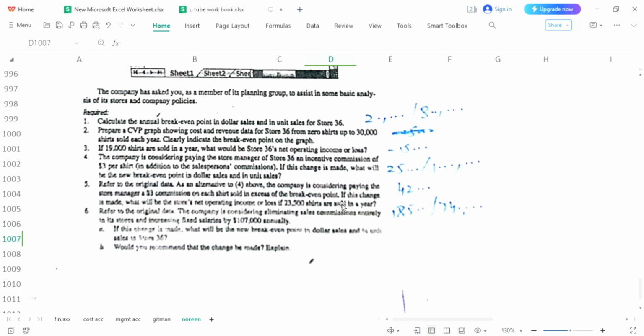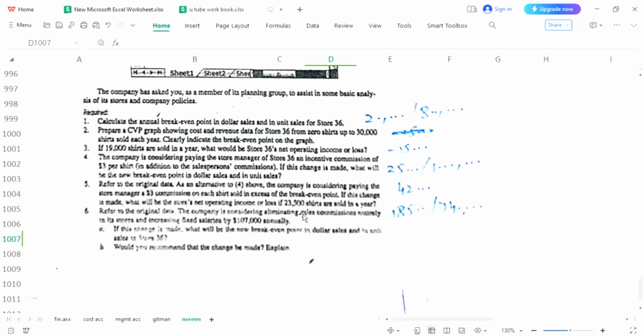Company is considering paying the store manager $3 commission on each share sold in excess of break-even point. If this change is made, what will be the operating income or loss for 23,500 shares?